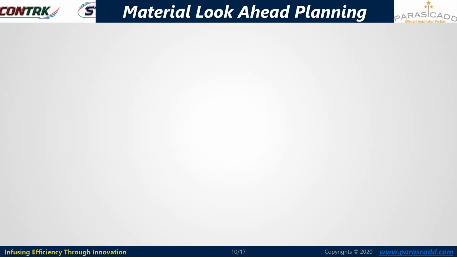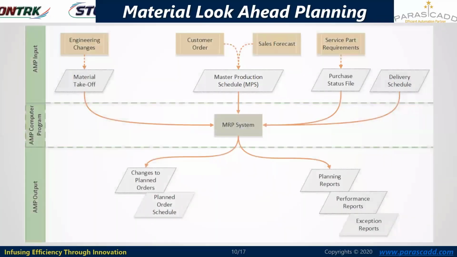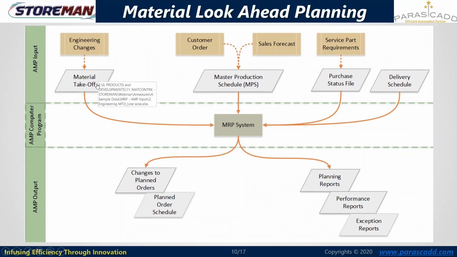Next, let's understand the material look ahead planning procedures with this flow diagram. In this look ahead planning procedure, there are three swim lanes we can see. The upper swim lane is for the input, the middle one is the program, and the bottom one is the output. The very first input is the material takeoff. In the initial screens, we have understood how many stages of MTOs we are receiving, like intermediate stage MTOs, preliminary MTOs, and final MTOs. All of these MTOs will be received as an input.